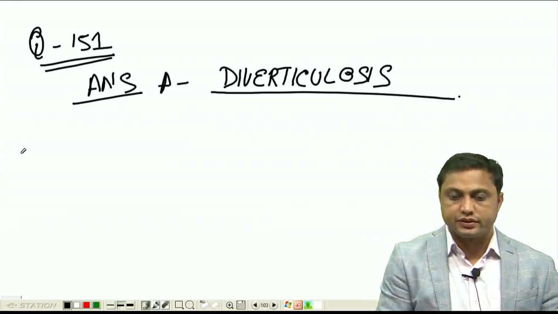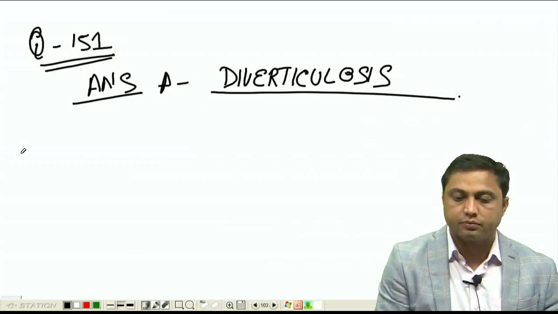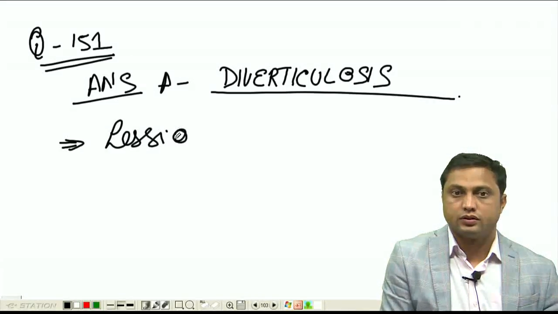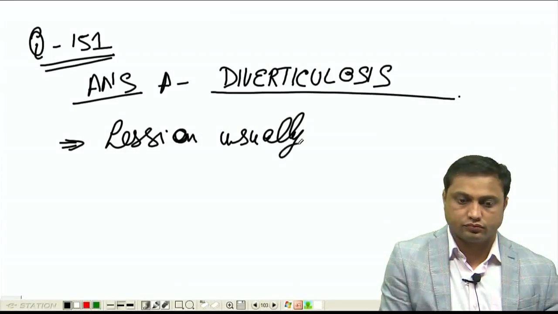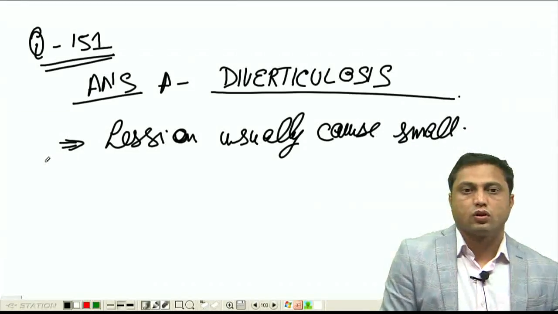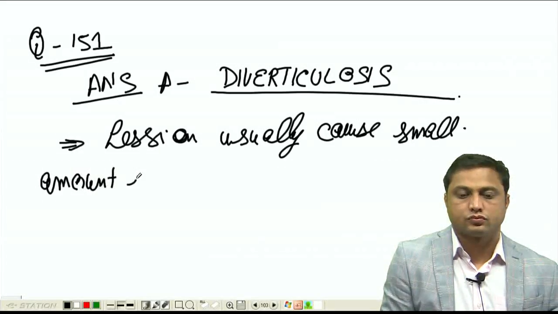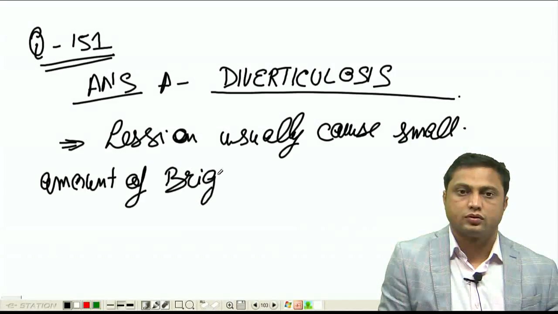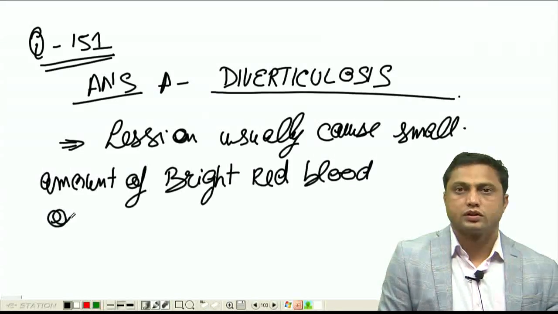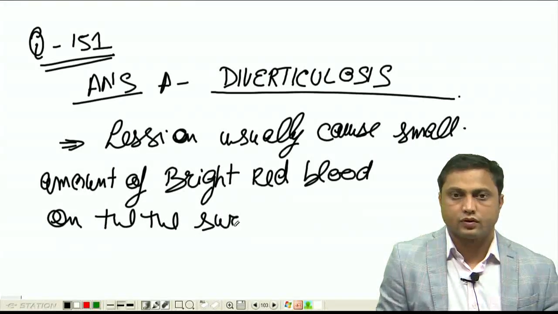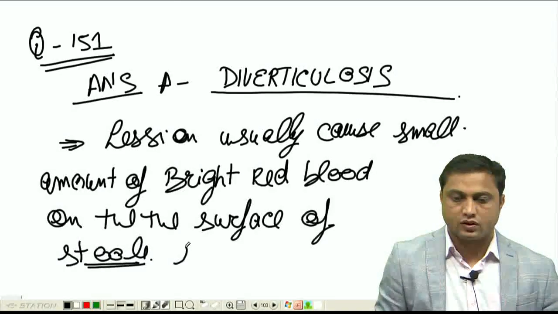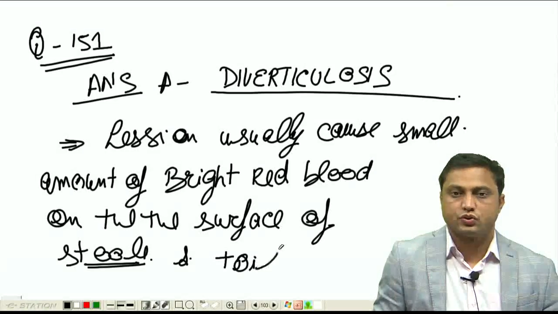So my dear friends, although anorectal disease is the most common cause of bleeding per rectum in elderly patients, these lesions usually cause a small amount of bright red blood on the surface of stool and or toilet tissues.